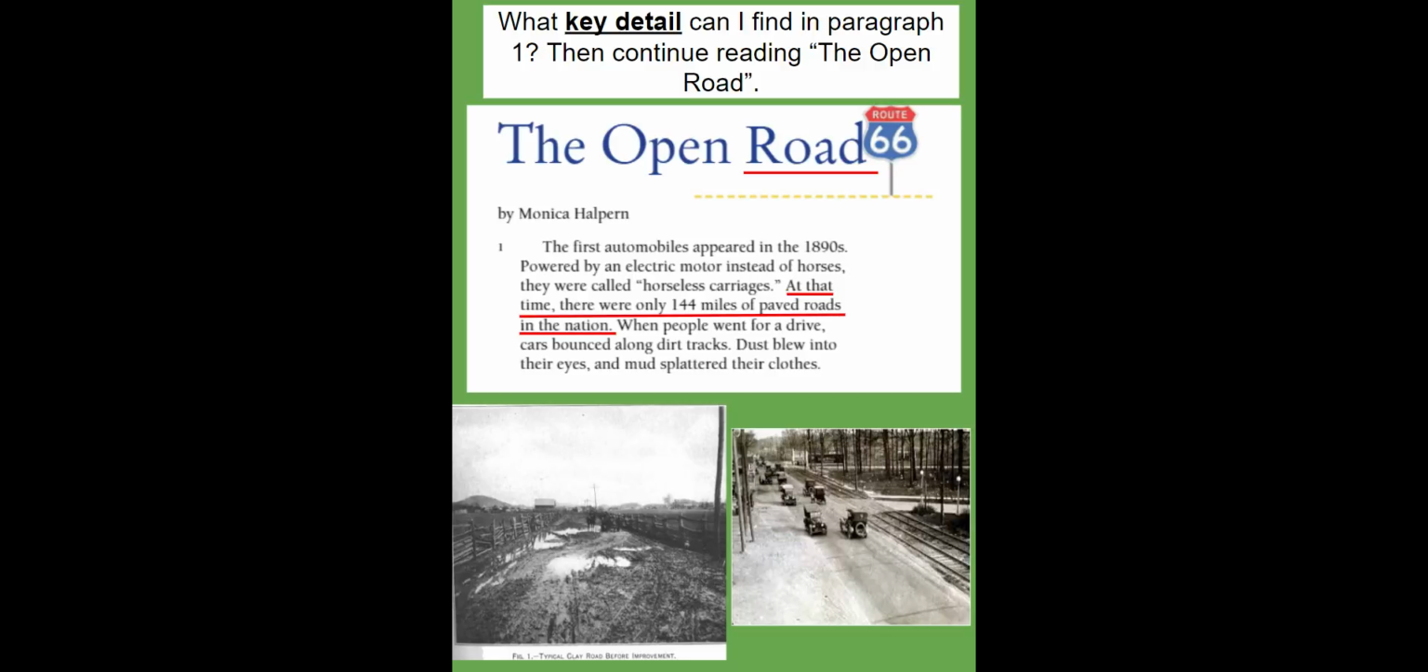Let's continue reading. When people went for a drive, cars bounced along dirt tracks. Dust flew into their eyes and mud splattered their clothes. These last two sentences are giving us smaller details, nothing that is a key detail. And remember, we're focusing on roads. So as you continue reading The Open Road, I want you to annotate and find any other key details about roads. So pause your video, open up your Google Classroom.